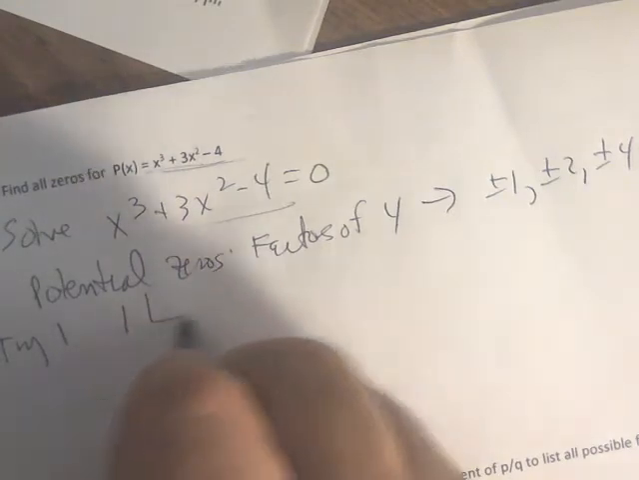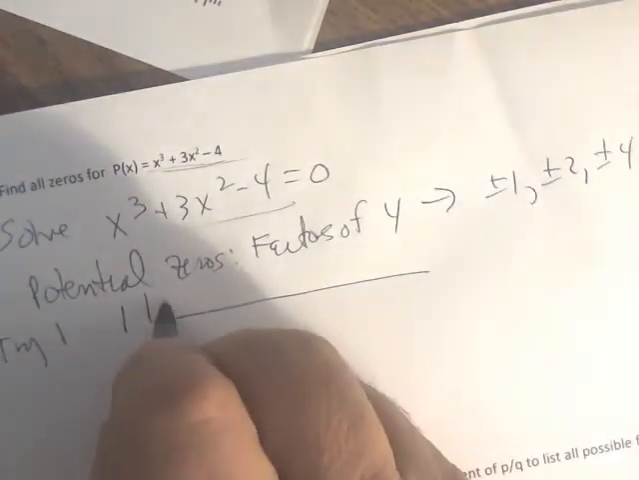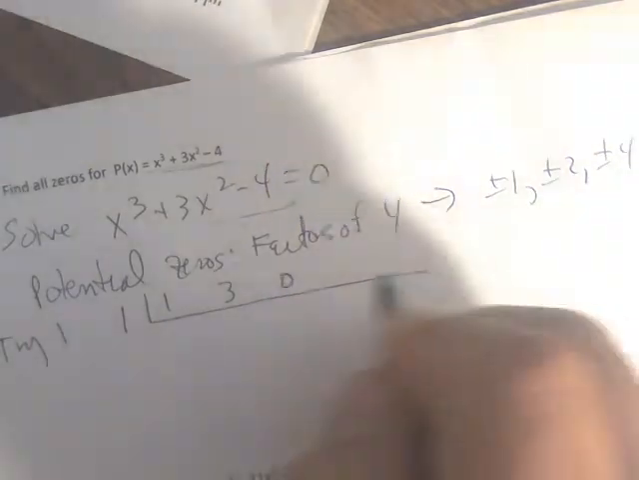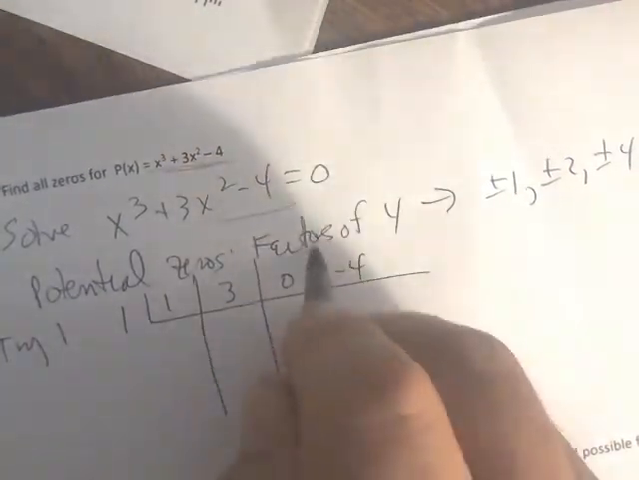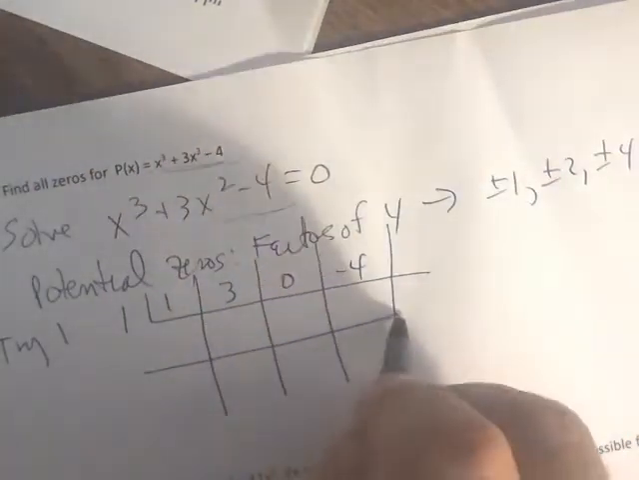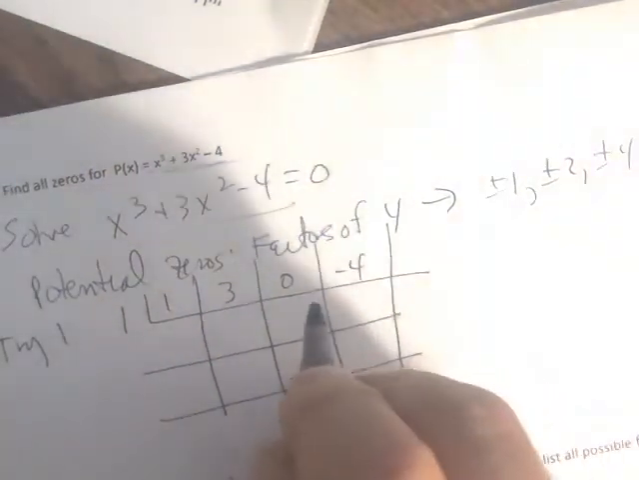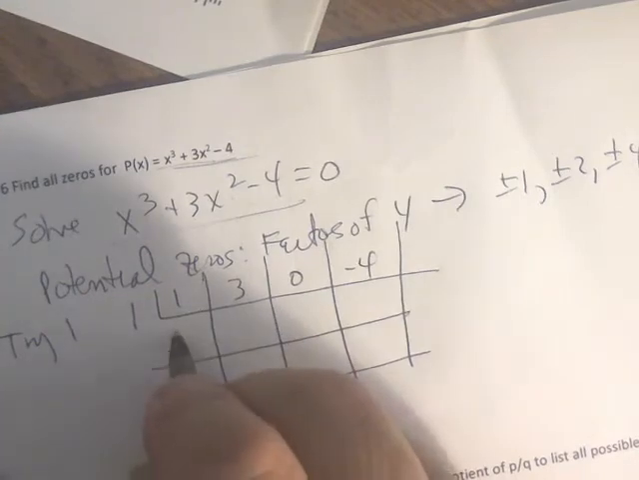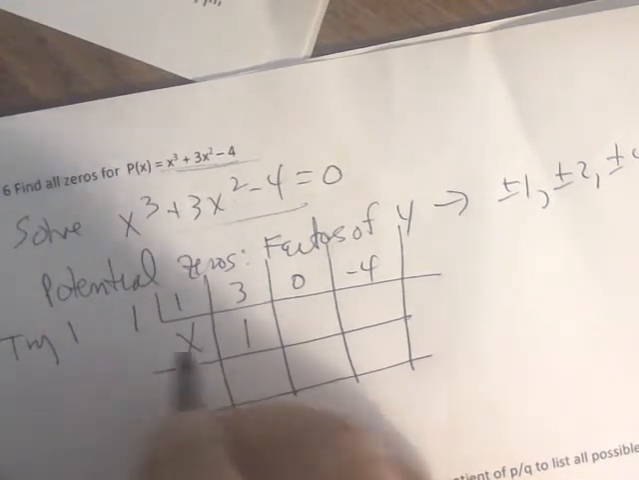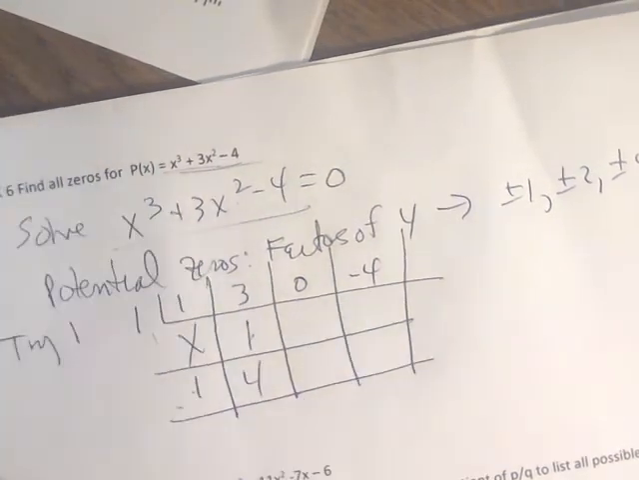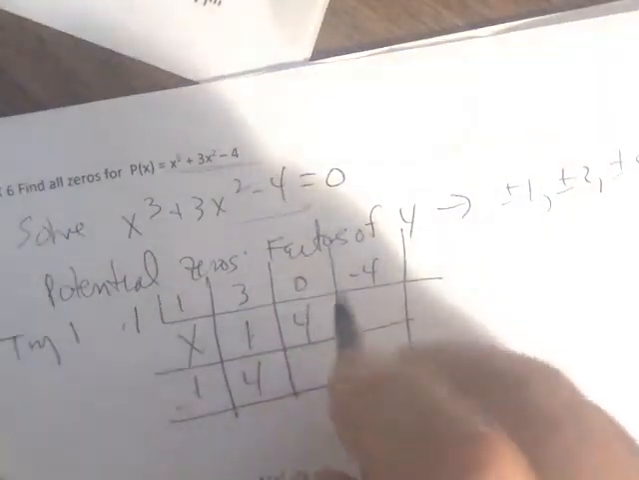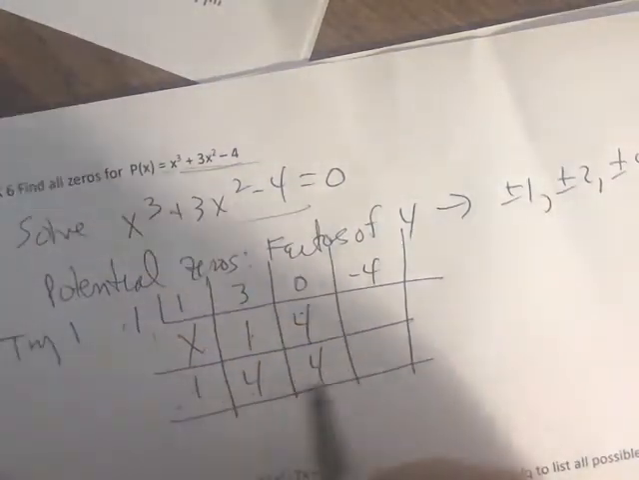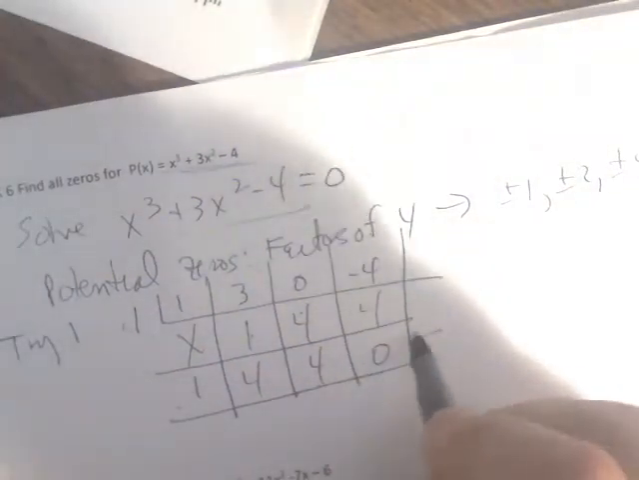So I set up my synthetic division. Keep in mind, we do have a missing x term, so I've got to account for that with a 0 here. Bring down the 1. 1 times 1 is 1. 3 plus 1 is 4. 1 times 4 is 4. 0 plus 4 is 4. Do it again, and then I get a remainder of 0.